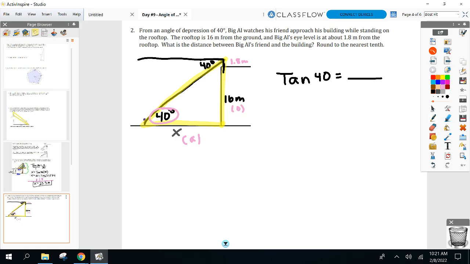All right, here's something else we got to talk about. What's going to go in for opposite? Not 16. Right? Not 16. 17. Look at my triangle. 16 is not the full side. Carter, what is? 17. 16 and the 1.8. So I got to put my opposite side 17.8. You got to use the full side over adjacent X. There we go.